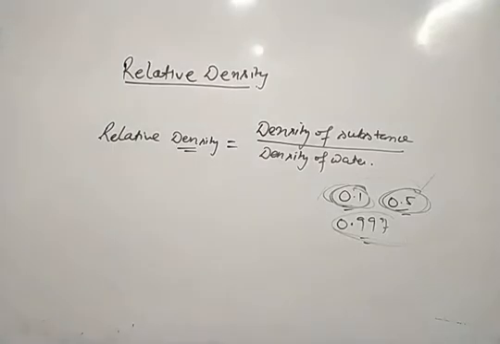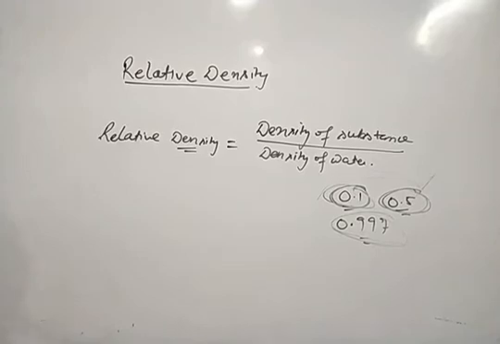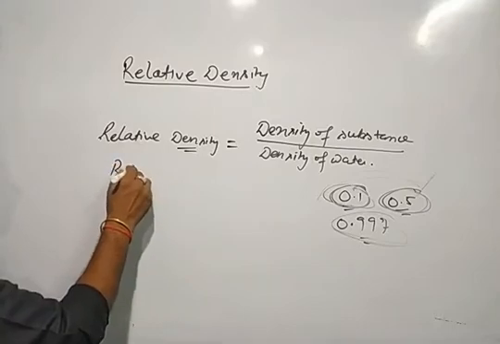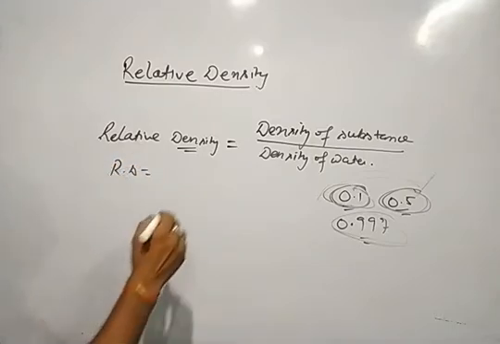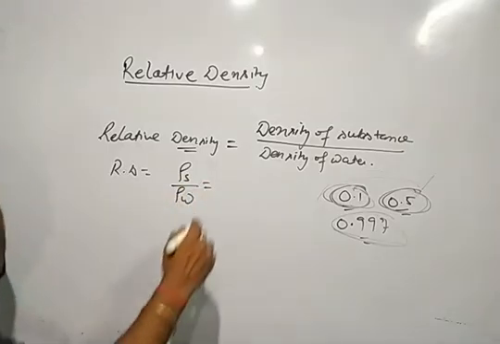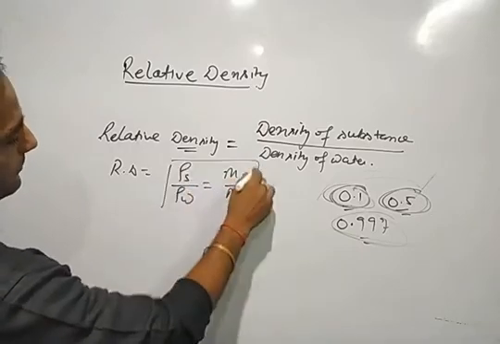So, relative density just tells you that the object will sink inside the water or will float on the water. So these things you can observe with the help of relative density. Let us derive one formula. Relative density is equal to density of substance upon density of water, which is equal to mass of substance upon mass of water. Let us see how.